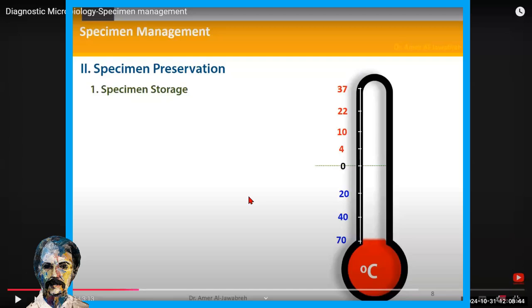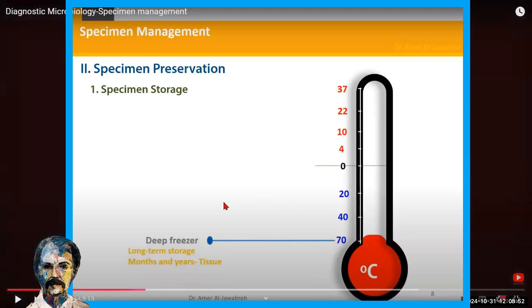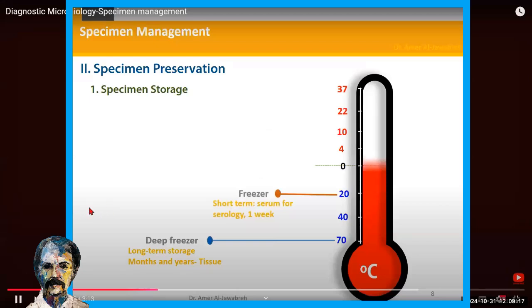That's deep freezing. So deep freezer is long-term storage, months and years, usually for tissue. But if you are talking about liquid nitrogen, decades. Freezer, short-term, for serum serology, maybe 1 week or even more. Not only 1 week, even more, but here it says 1 week. Minus 20.